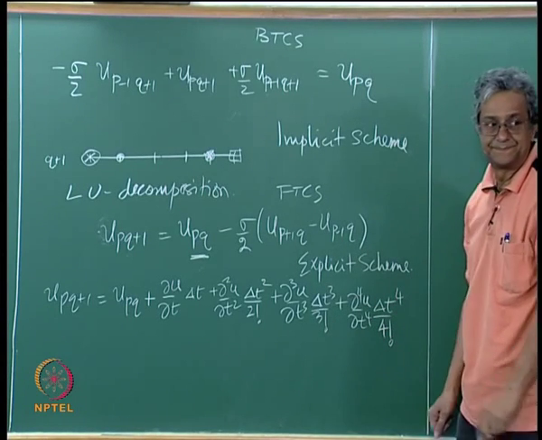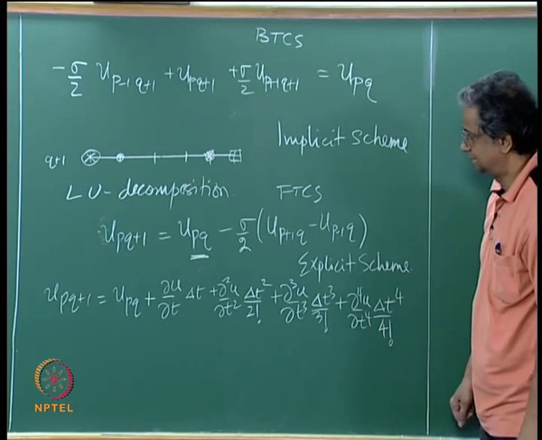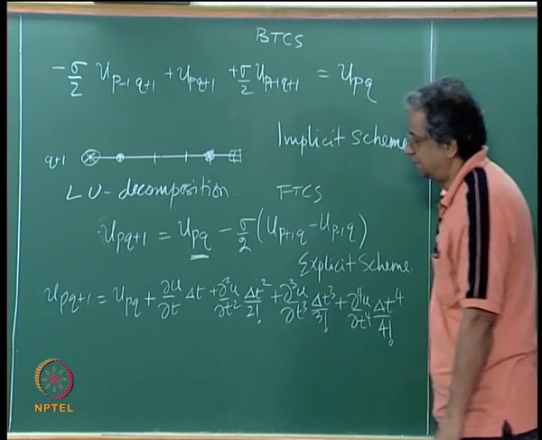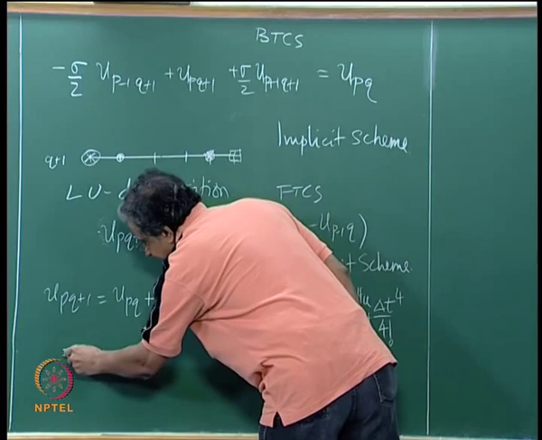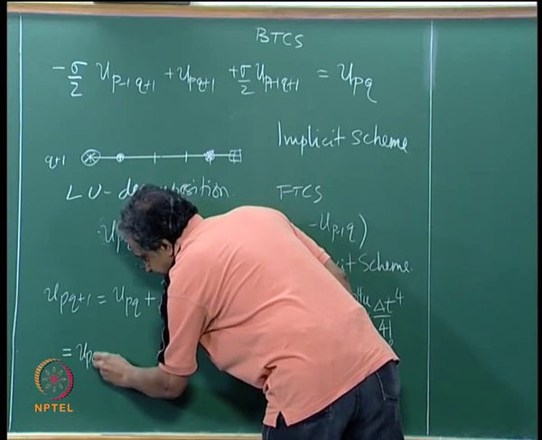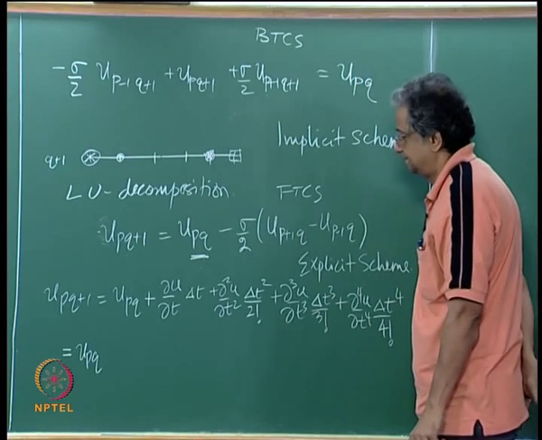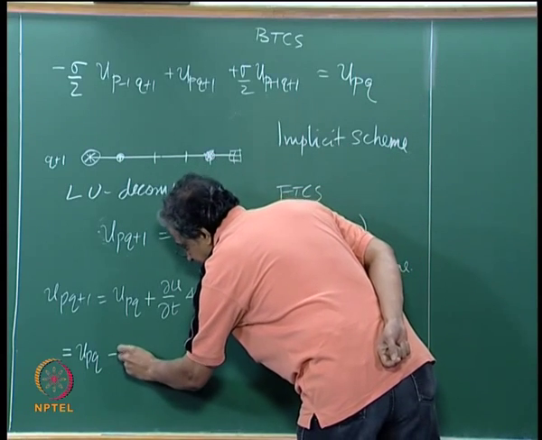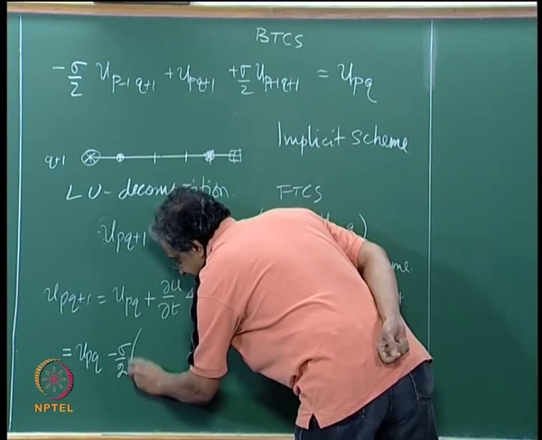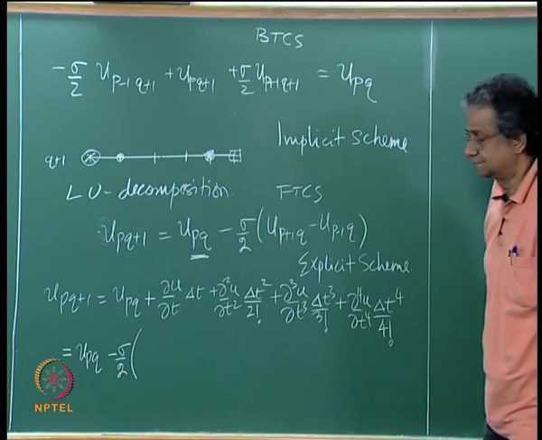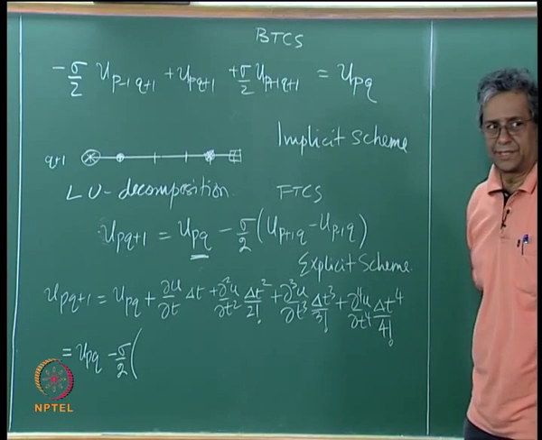Is that fine? And this supposedly equals UPQ, which is the first term, minus sigma by 2. This is going to get a little messy.